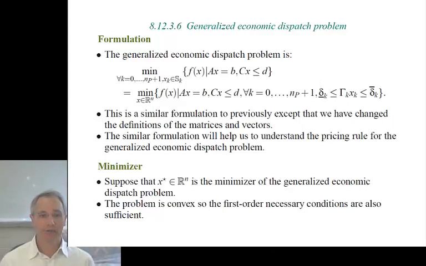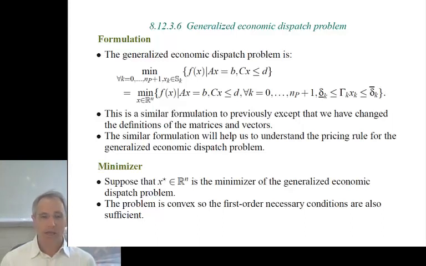Notice that this is a very similar formulation to previously. We've changed our definitions of matrices and vectors, in fact generalized them compared to the previous formulation, but when we wrote down the first order necessary conditions, when we wrote down the pricing rule, we actually utilized exactly the more general notation that we're now going to fully exploit. In other words, this similar formulation is going to help us to understand the pricing rule for the generalized economic dispatch problem.